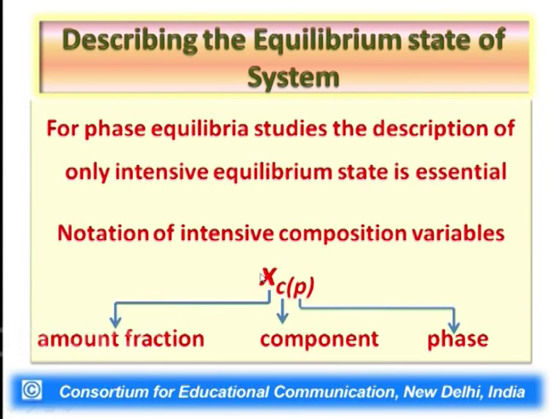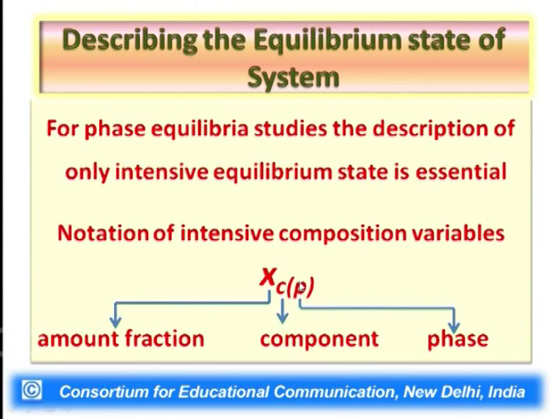Now, having said this, I would like to stress one very important fact: how these amount fractions are specified. There is a specific notation for specifying the composition. The notation for intensive composition variables is x subscript c, parenthesis p, where x should be a small x. What does it mean? This x_c(p) means that x denotes the symbol for amount fraction of a chemical species, and c means the number of the component, which component we are talking about. If x_1 is written, it means we are talking about amount fraction of component 1. The p in parenthesis signifies which phase we are talking about.